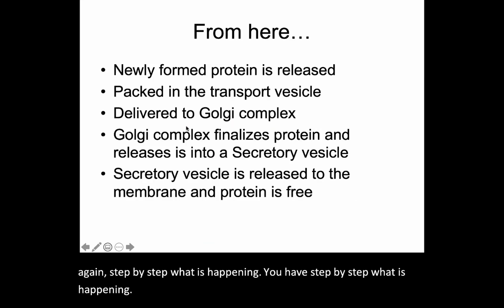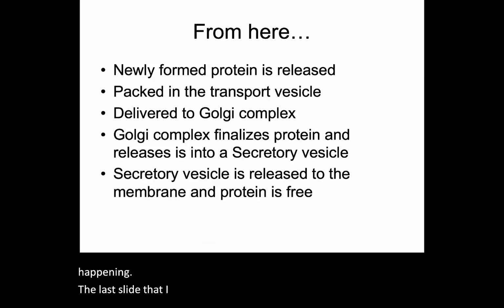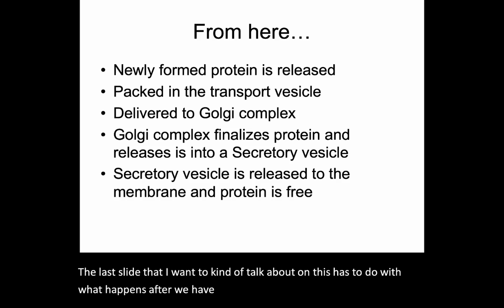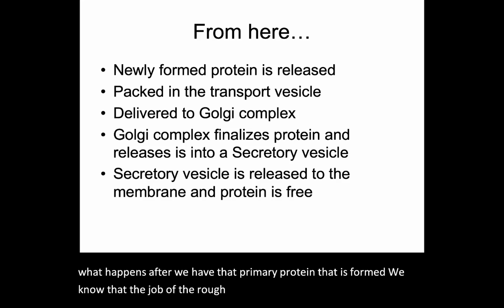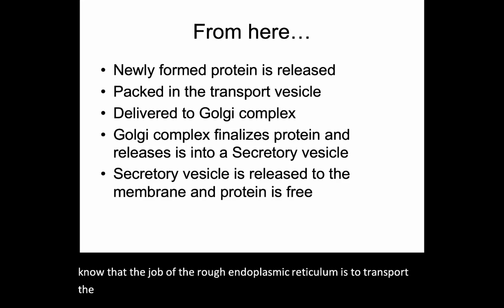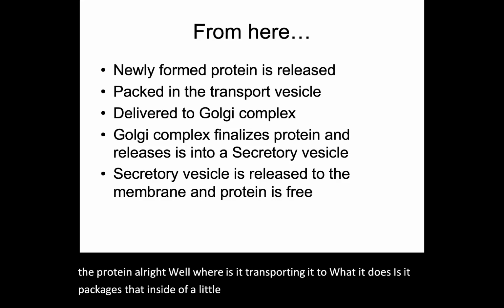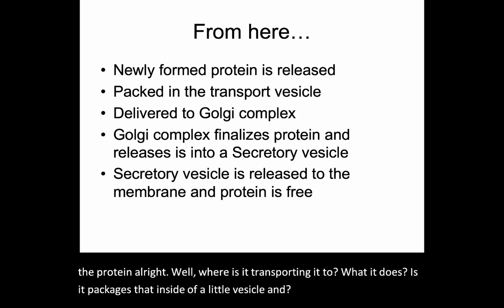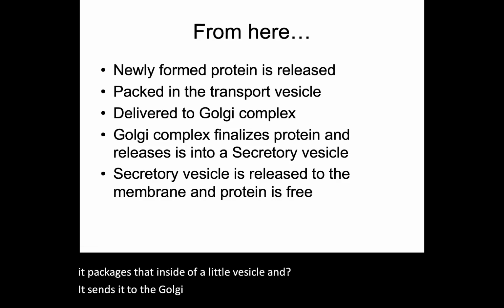The last slide that I want to talk about has to do with what happens after we have that primary protein that is formed. We know that the job of the rough endoplasmic reticulum is to transport the protein. All right, well, where is it transporting it to? Well, what it does is it packages it inside of a little vesicle, all right, and it sends it to the Golgi body or the Golgi apparatus.